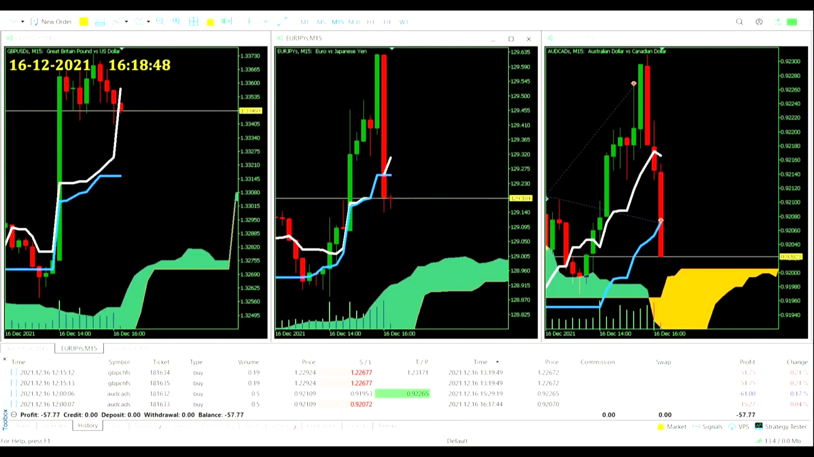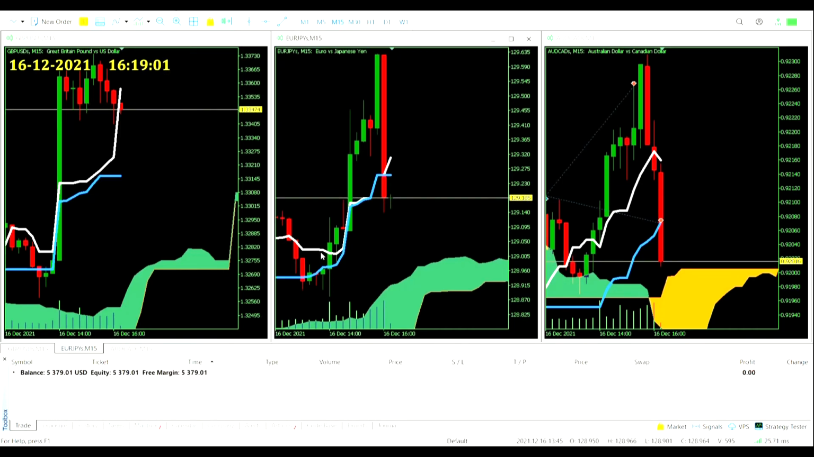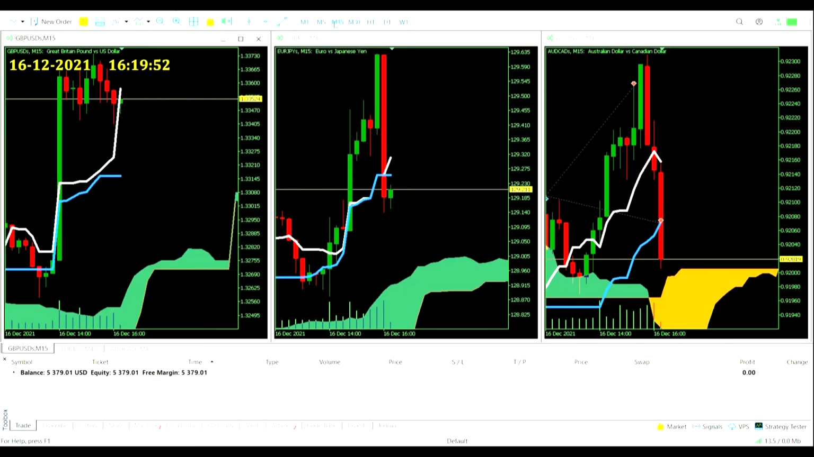4 days, 4 trades. Total loss of $290.61, leaving us with $5,379.01 in the bank account. Disappointing from a results perspective, of course, but that's the way it does go with a lot of these default interpretations of indicators for entries.